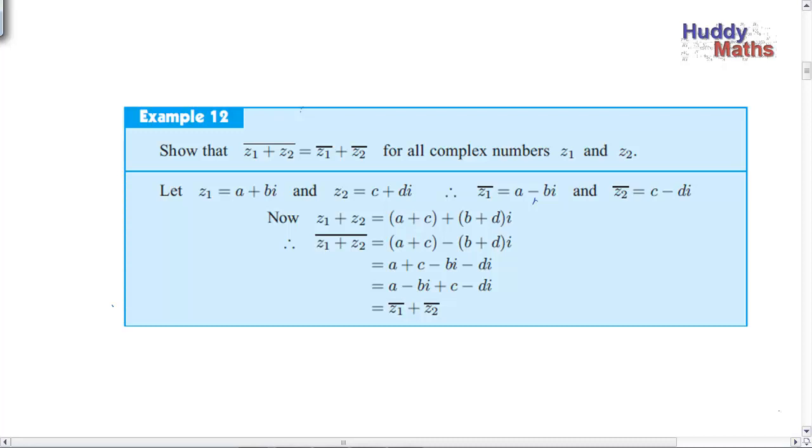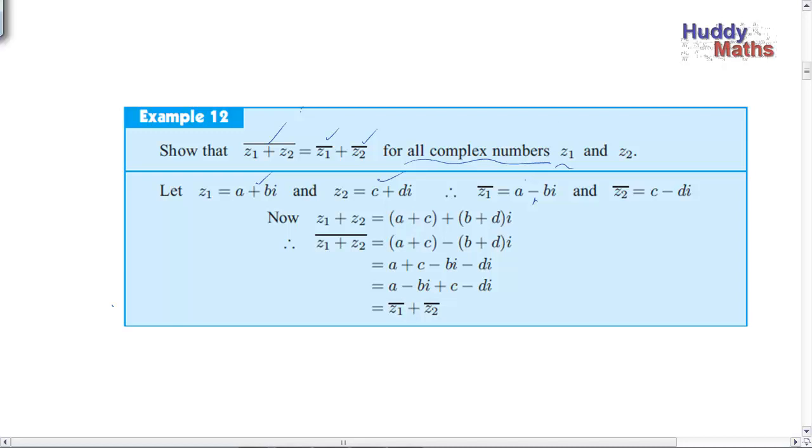So here's another screen clipping from Hayes and Harris publications. We were going to try and show that the conjugate of a sum is the sum of the conjugates for all complex numbers. Because we want to do it for all complex numbers, we have to have a general form for each one, not a particular pair. So we're going to say let Z1 be a plus bi and Z2 be c plus di.